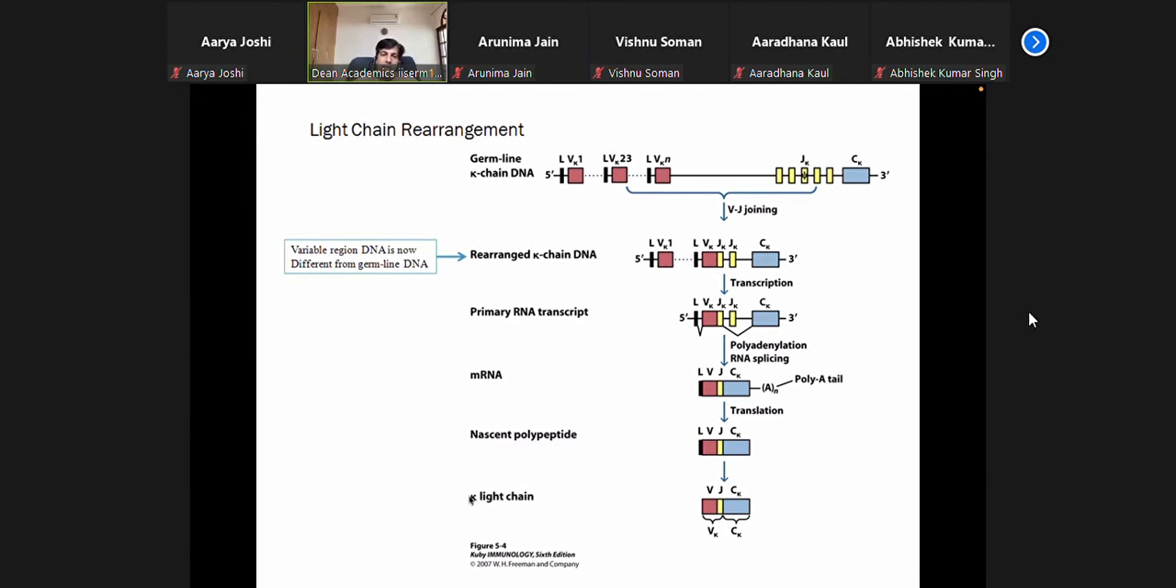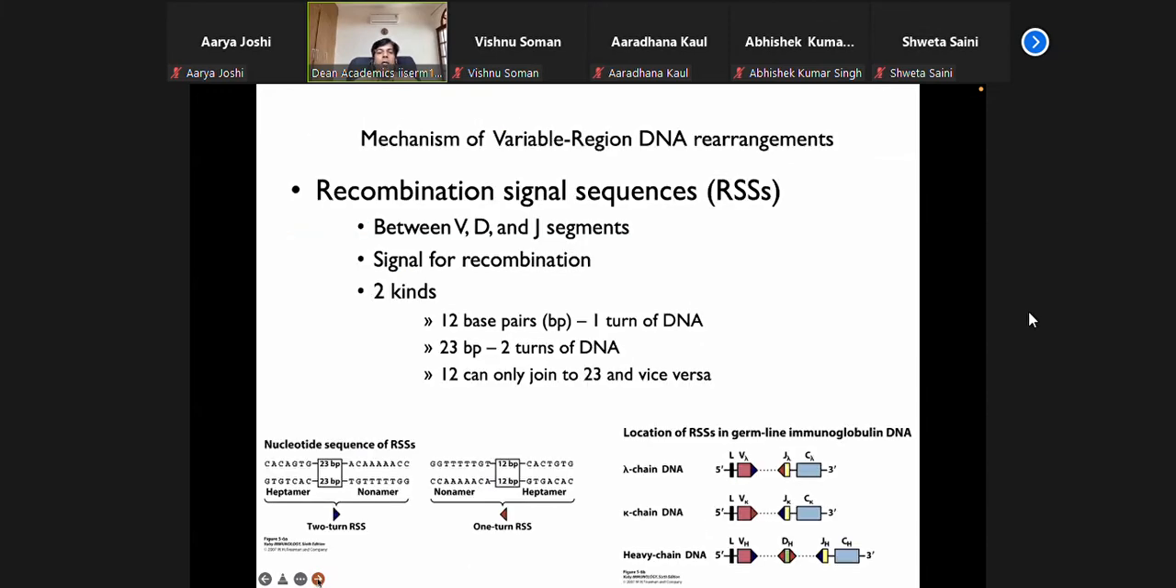But the key thing is this rearrangement process occurring at the DNA level. Once this happens, you make this transcript, and after the transcript, the rest of the things remain the same. Okay, how basically is this cutting and pasting brought about? We are going to discuss this in the next few slides.